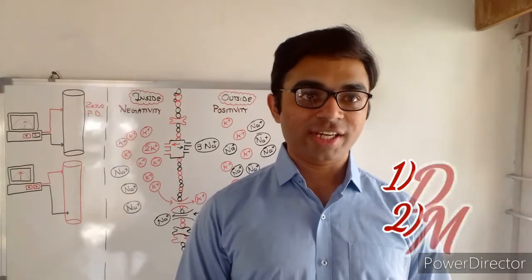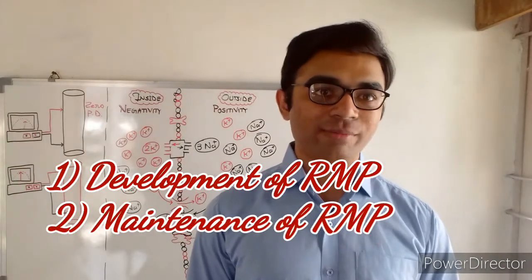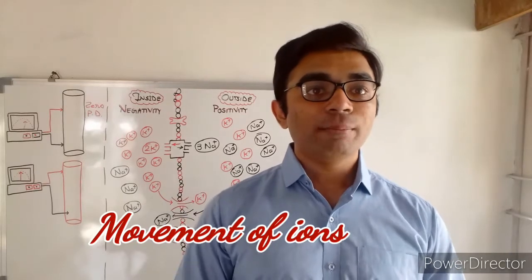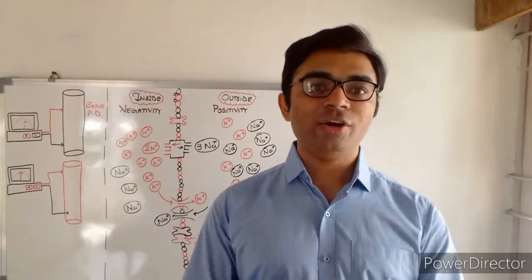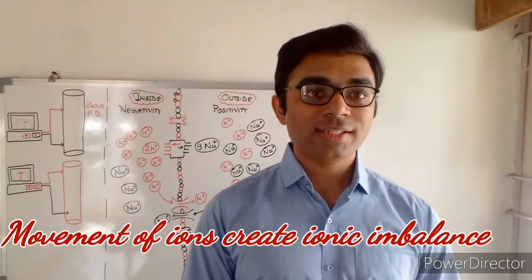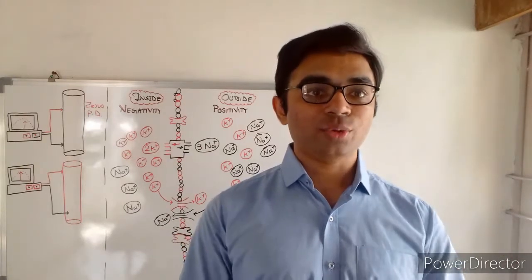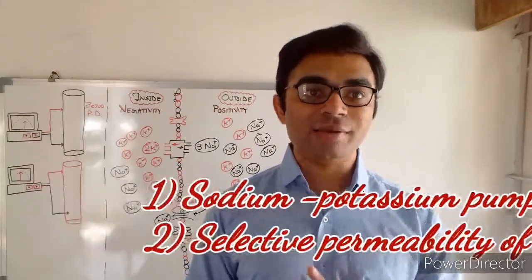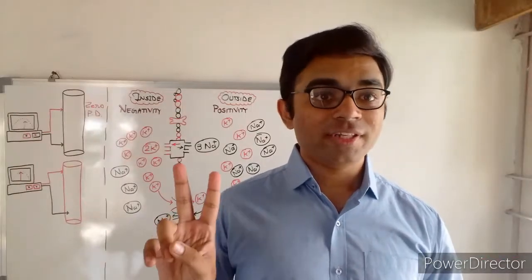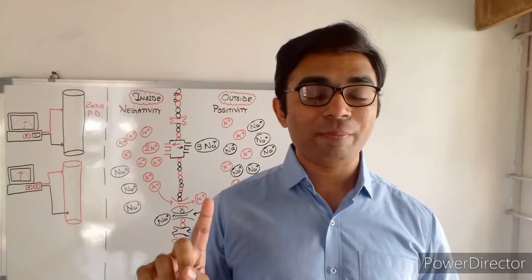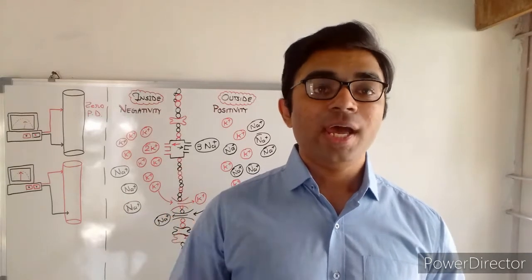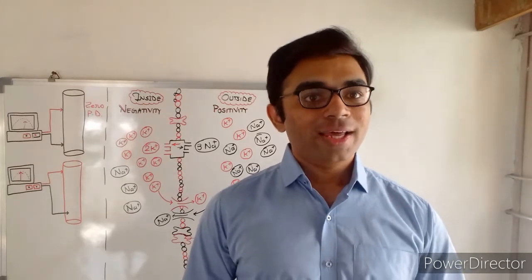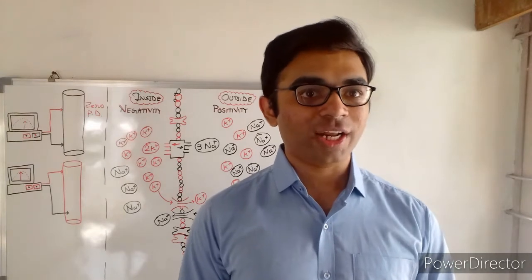The two processes, development and maintenance of the resting membrane potential, are because of the movement of ions across the cell membrane. So the movement of ions creates what? It creates ionic imbalance. This ionic imbalance is mainly achieved by the sodium potassium pump and the selective permeability of the channels present in the cell membrane. Again, do remember these two factors responsible for the ionic imbalance. First is the sodium potassium pump and second is the selective permeability of channels present in the cell membrane. So let's take the first one, the sodium potassium pump.